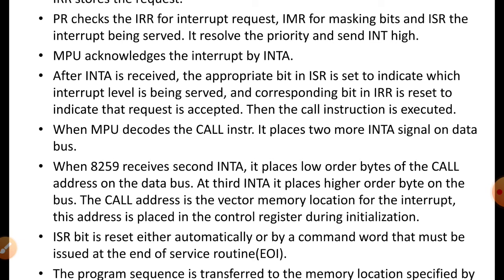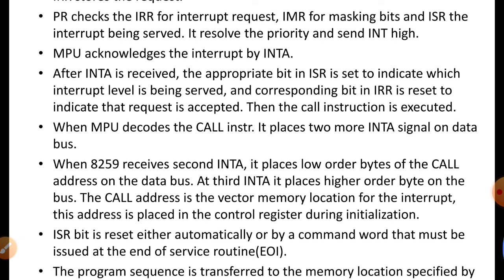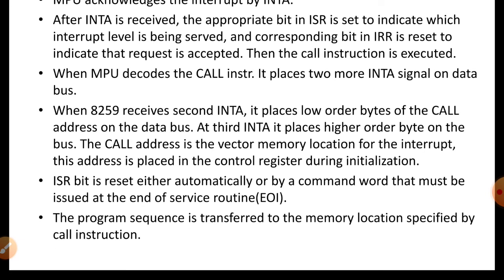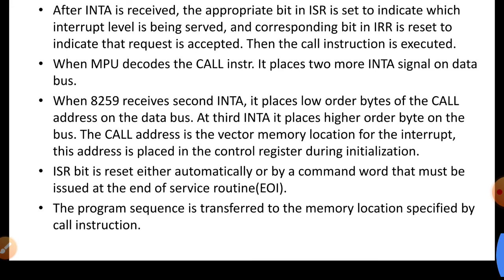Now, when the microprocessor decodes the call instruction, it places two more INTA signals. What is the purpose? When the 8259 receives the second INTA, it places the lower order byte of the call address on the data bus, because the call instruction is always followed by a 16-bit address: one will be the lower byte, another will be the higher byte. So first the lower order byte of the call address is loaded on the data bus, and on the third INTA signal, it places the higher order address byte on the bus. And this call address is the vector memory location for the interrupt, and this address is placed in the control register during the initialization.